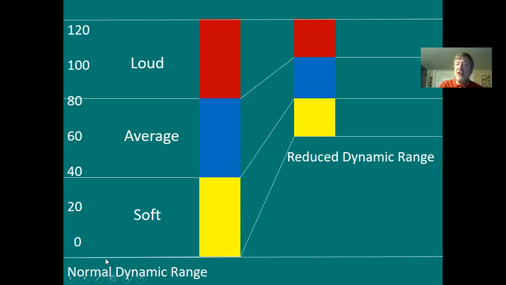Normal dynamic range is seen on the left: soft, average, loud, dBHL, okay? Reduced dynamic range on the right. You see, this is a scene that vision loss does not present. If this was vision loss, the right hand red, blue, and yellow here would be just as long as the left hand red, blue, and yellow. It would just be shifted up higher, right? Just like the elevator I was talking about. The floor and the ceiling of the box would just go up. So hearing aids would just have to amplify more.